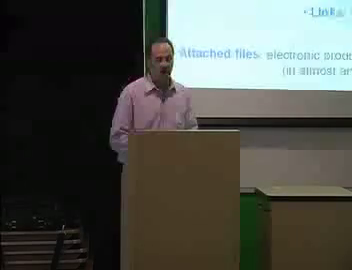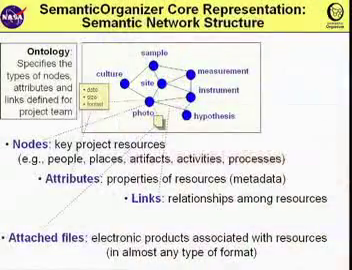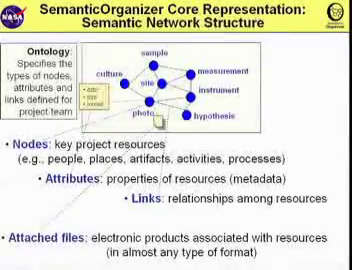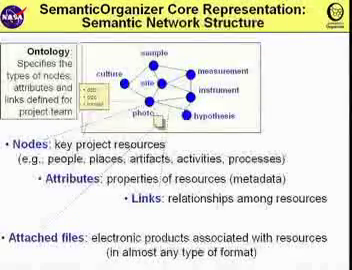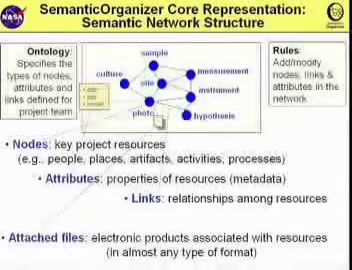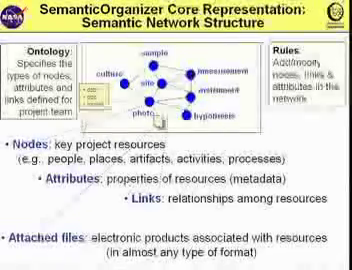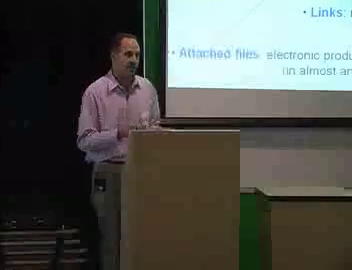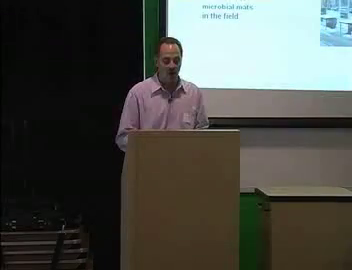We also have an ontology which specifies the types of nodes, the types of links that are defined for the project team that's using the repository, and a set of rules which allow you to modify the nodes in the network. And I want to go through each of these elements of our representation in more detail, and I'm going to use a concrete example from our work with the Astrobiology Institute.